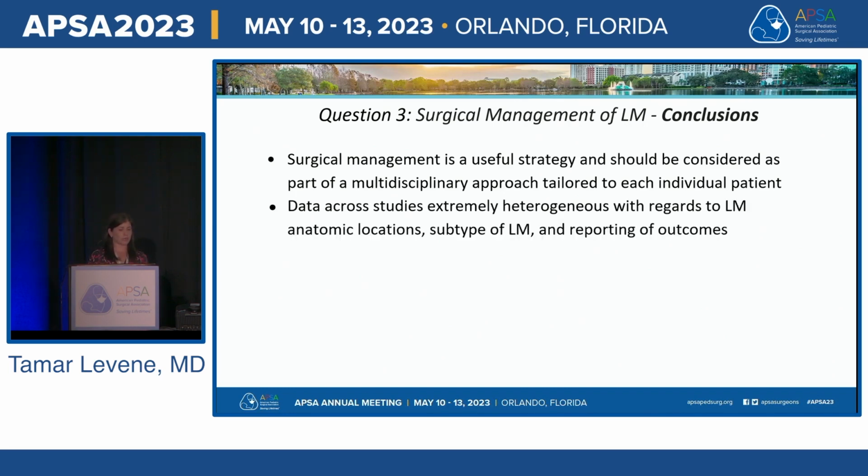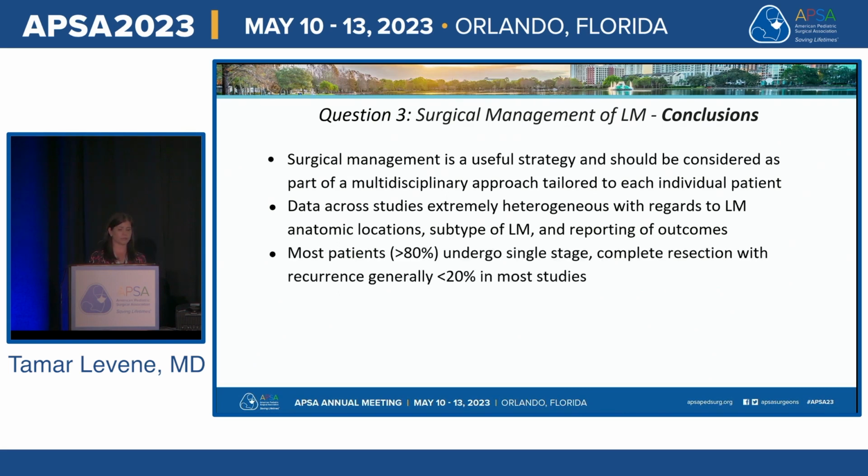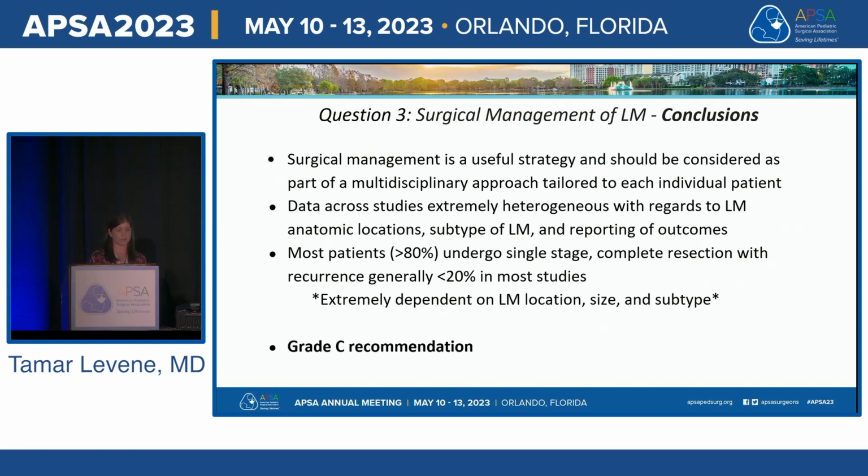We know that the data that was evaluated was heterogeneous with regards to the anatomic location, the subtype of lymphatic malformation, the outcomes that were reported, as well as the extent of surgery. And that when complete or single-stage resection is achievable, generally there are low recurrence rates and relatively low complication rates. This, however, does depend on the location, the size, and the subtype, as well as the extent of resection. So we also gave these grade C recommendations with level of evidence 4.